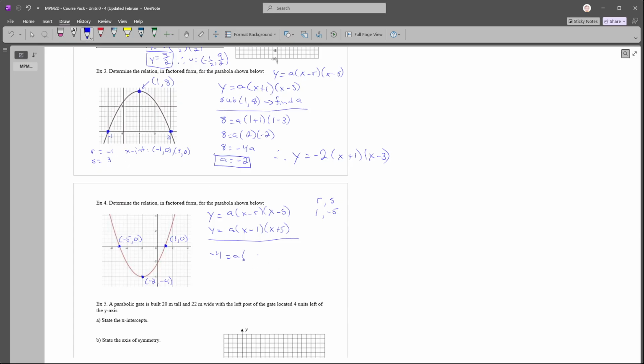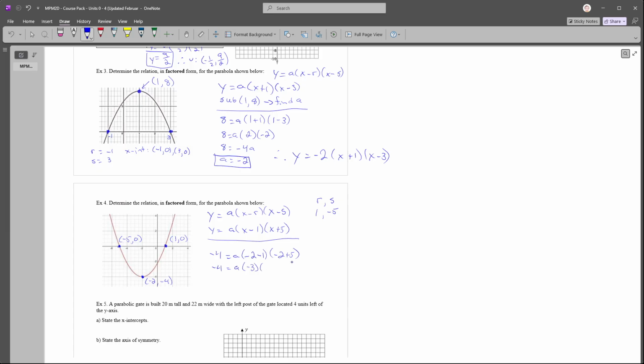So let's try this again. Our x value is negative 2. And this time we want to minus 1. And this one's going to be negative 2 plus 5. Substitute all this stuff in. We got negative 4 equals a times negative 2 minus 1. That's negative 3.